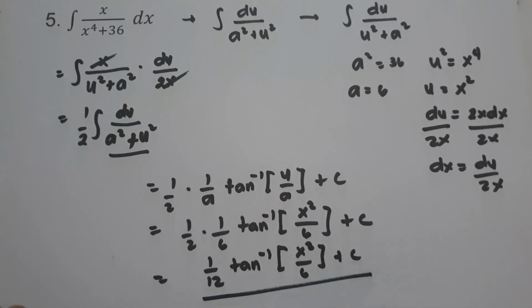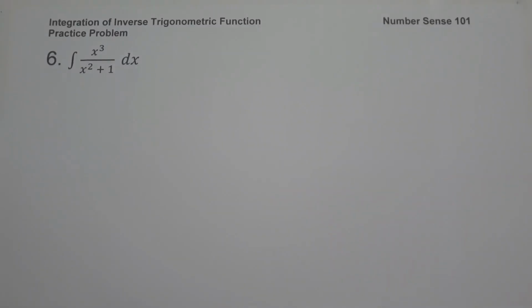And this will be our answer. On example number 6, what is the antiderivative of x cubed over x squared plus 1 dx? The given expression is associated with arctangent.